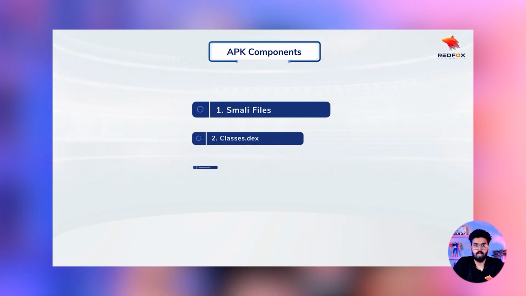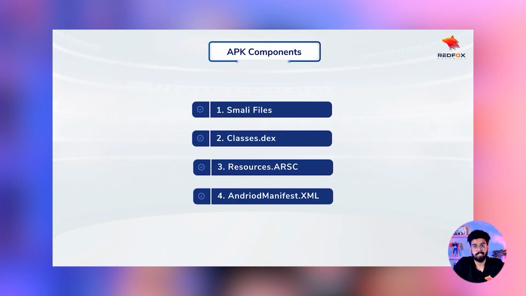APK components. APK files are made up of different components or files, namely smali files, classes.dex, resources.arsc, and AndroidManifest.xml.